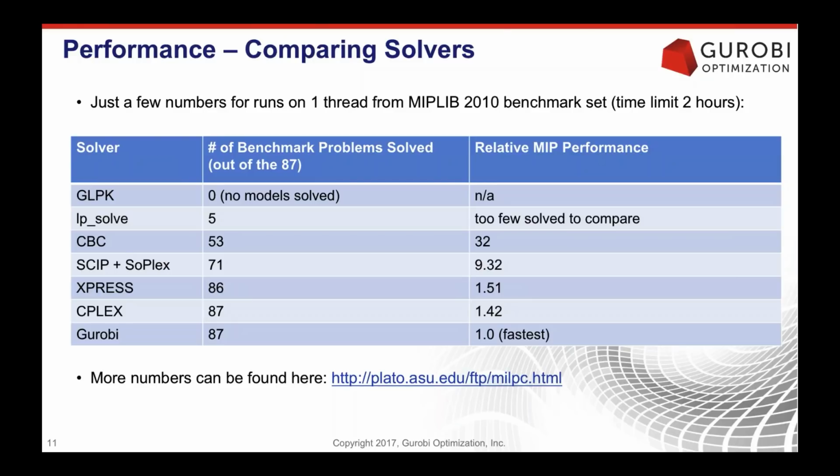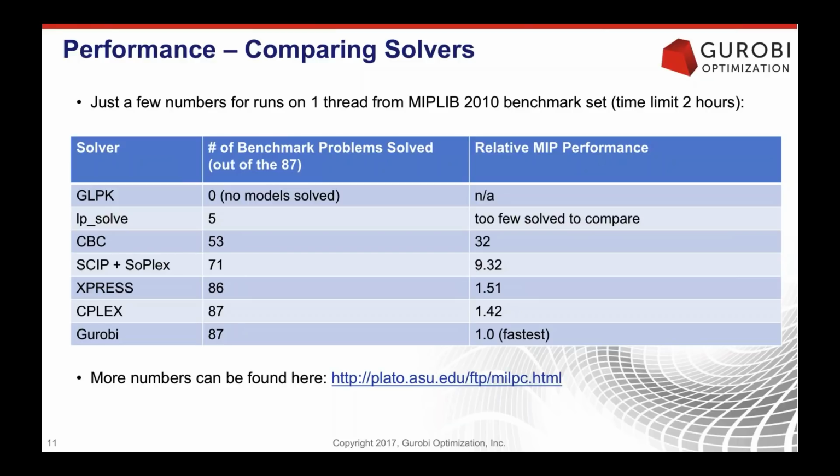The next two solvers are CBC, which is the MIP solver of Coin, and SCIP. And in this specific case, we use SoPlex as an LP solver. And those already could solve 53 and 71 models, which might not sound too bad, but if you take a look at the performance, for example, of CBC, you can see a 32 there. And this 32 actually means that CBC was 32 times slower than the best solver. And the best solver on this benchmark currently is Gurobi, and this is rated with 1. SCIP is much faster than CBC, but still it is more than 9 times slower than Gurobi.